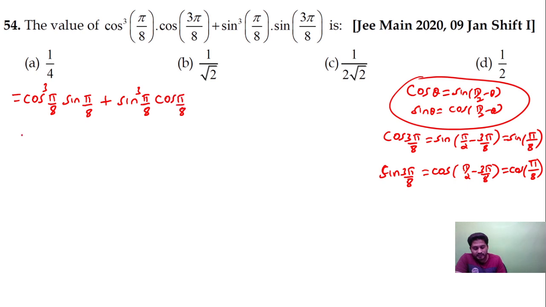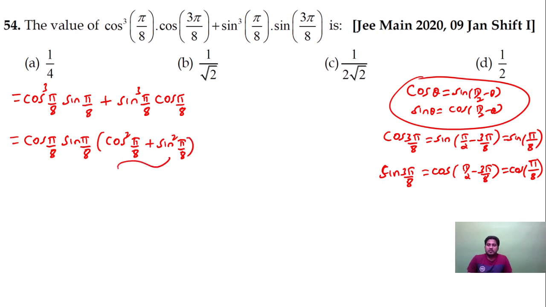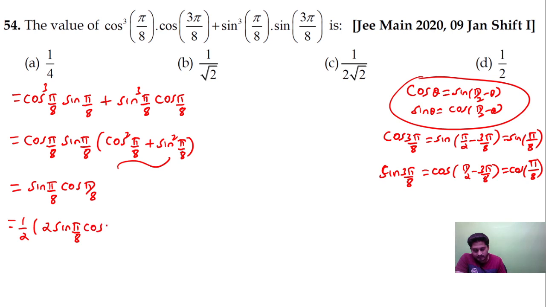Okay, so I'm going to take common cos pi by 8 and sine pi by 8. Then left out is cos square pi by 8 plus sine square pi by 8. Cos square theta plus sine square theta is 1, right? So left out is sine pi by 8 and cos pi by 8. I'll multiply and divide by 2. So I'll divide by 2 and multiply by 2, 2 sine pi by 8, and then cos pi by 8.